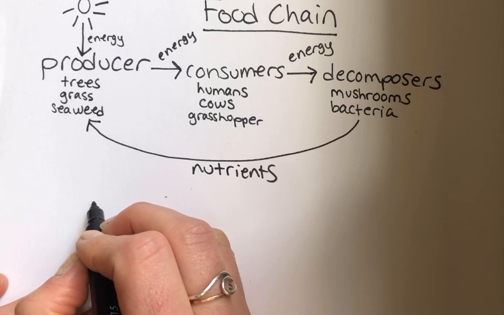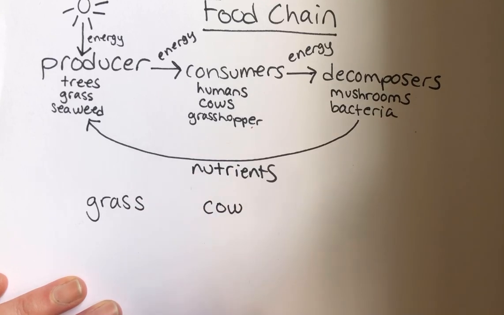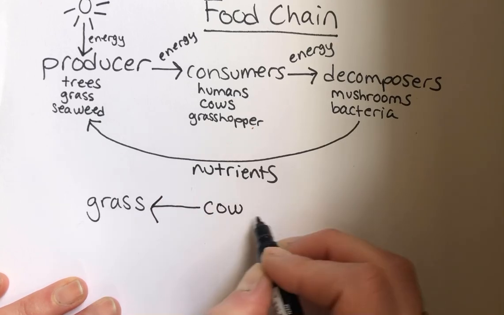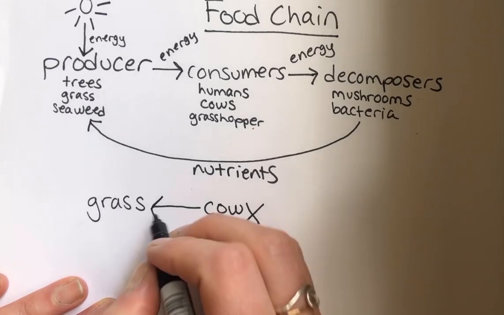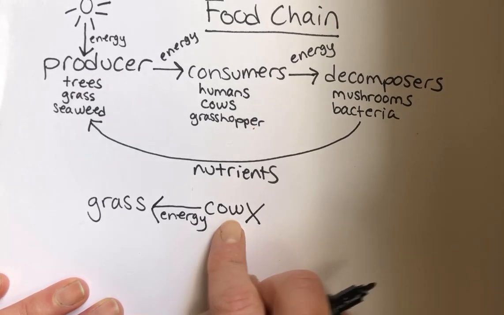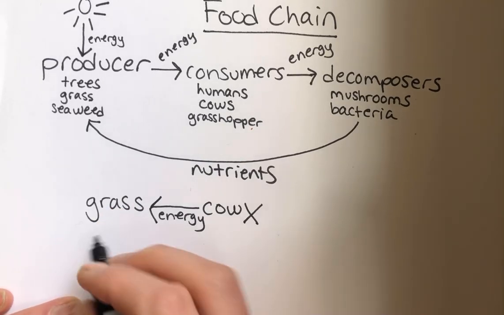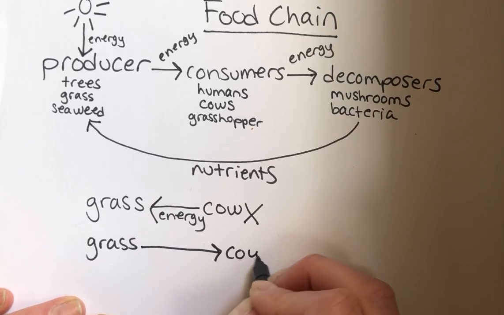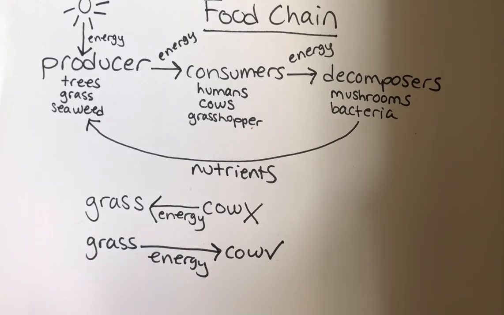So let's say I want to show that a cow is eating grass. It might be tempting for you to show, oh, here's the cow, it's eating grass. This is not correct. Remember that the arrows are showing you the way that energy is moving. So a cow does not give energy to grass. It's actually the opposite way. Grass gives energy to a cow when the cow eats it. So this can be a little confusing.